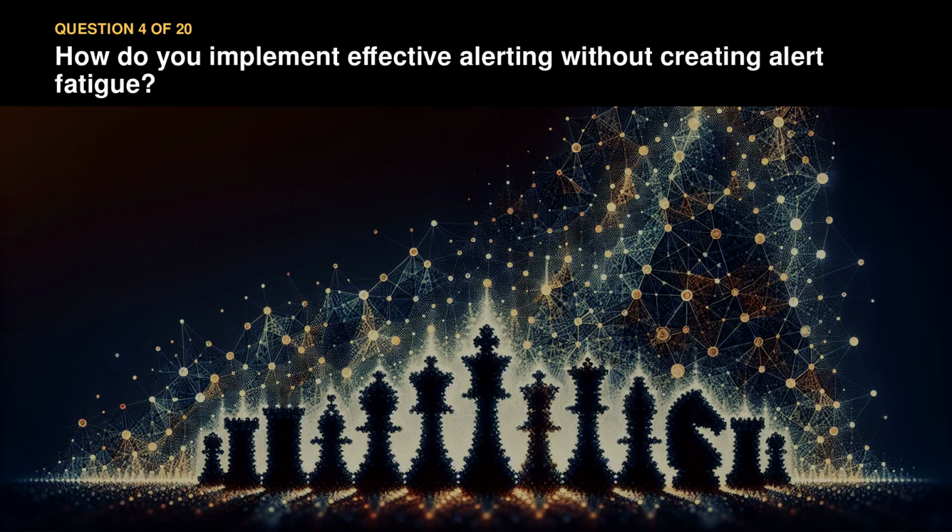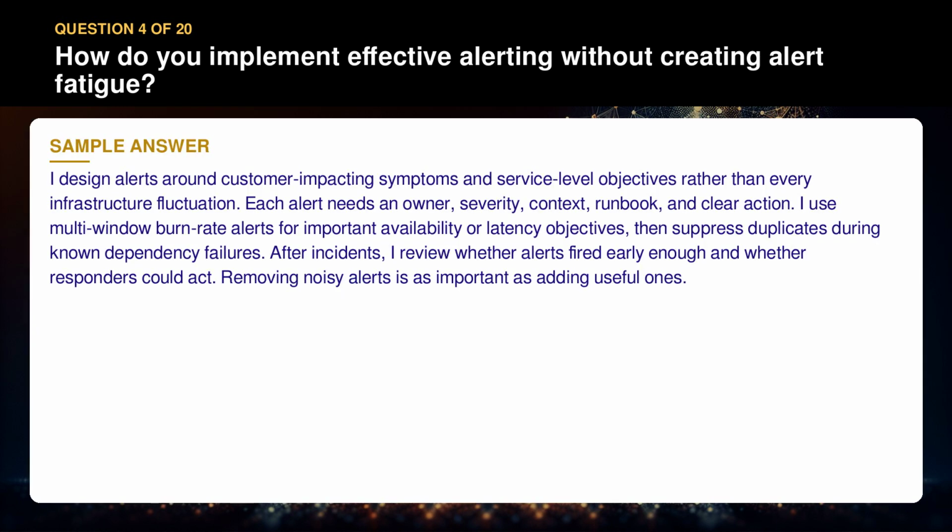Question 4. How do you implement effective alerting without creating alert fatigue? I design alerts around customer-impacting symptoms and service-level objectives rather than every infrastructure fluctuation. Each alert needs an owner, severity, context, runbook, and clear action. I use multi-window burn rate alerts for important availability or latency objectives, then suppress duplicates during known dependency failures.